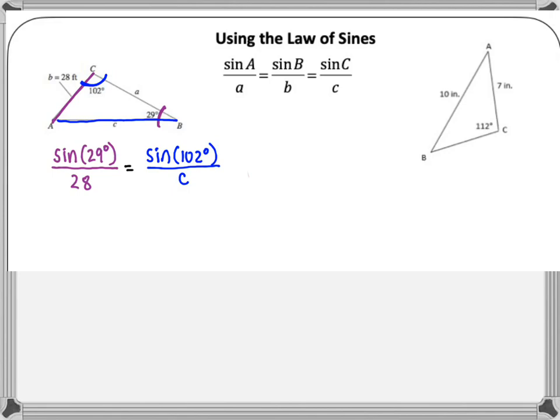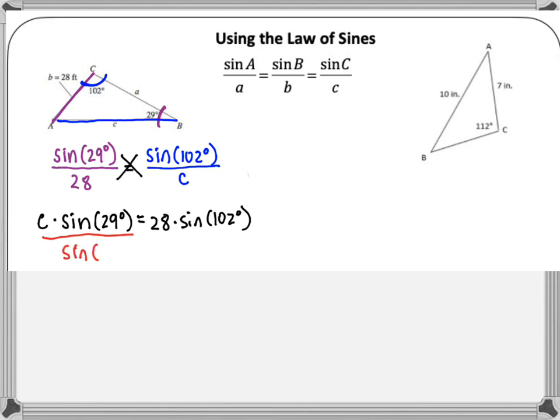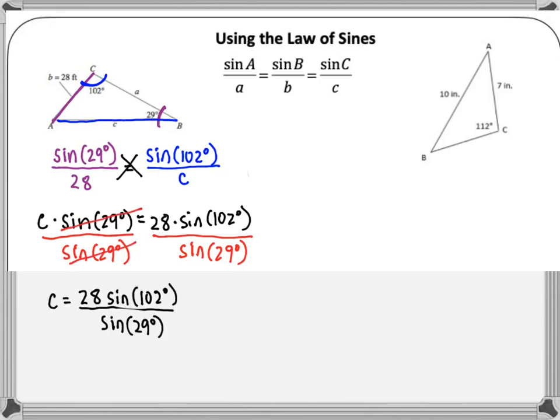So what we need to do then is cross multiply like this, and it will look like the following. Then we just need to divide through by the sine of 29 degrees to get c all by itself. When we divide off on each side, these cancel out, and we'll get the final looking exact answer here for the side c.